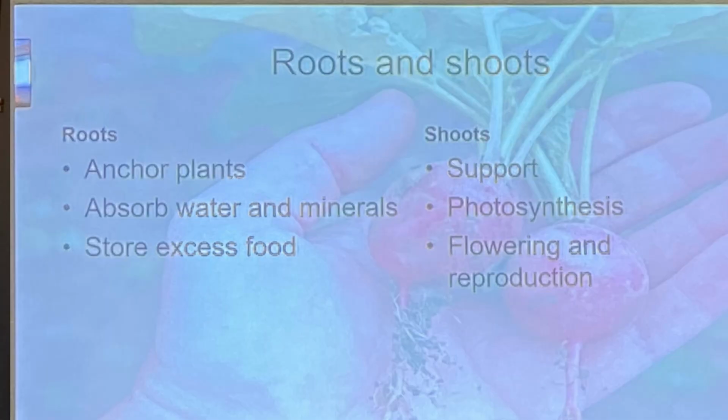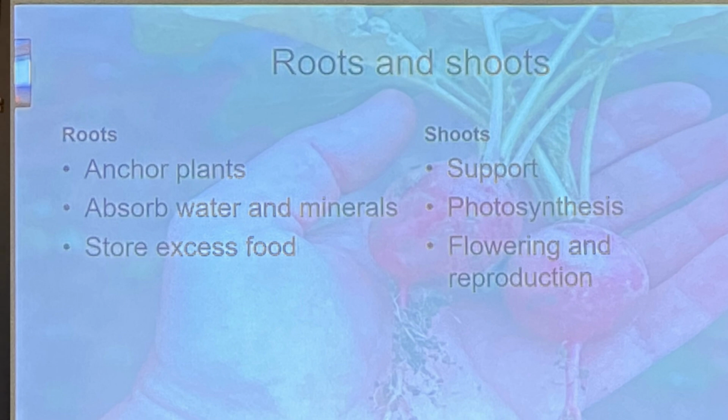So what do they do? Roots and shoots. Roots anchor plants. They're going to grab on, root out, and that dirt is going to support them. They're going to anchor the plant in. They absorb water from rain or when you water from the hose and minerals from the ground. And it stores excess foods. Shoots, they support the plant. The leaves, it photosynthesizes, and flower and reproduction.